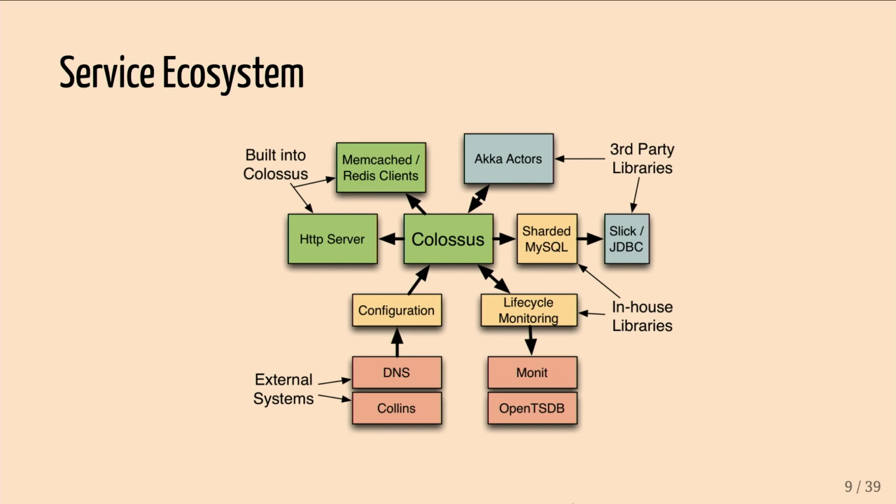In one diagram, this is what a service at Tumblr looks like, and you can see that Colossus sits at the center of everything. The two big things that Colossus gives us in writing a service are, one, an HTTP server, which gives us the RESTful interface that we need to process requests and generate responses. And it also gives us the ability to open connections to other systems, particularly the ones we're really focused on with Colossus: Memcache and Redis, and also other services.